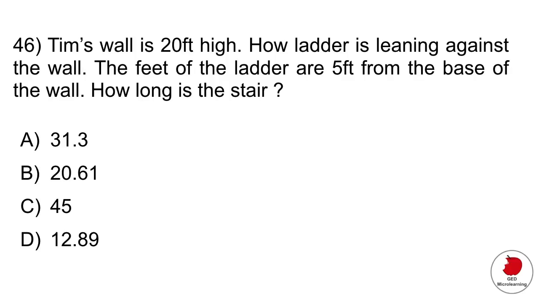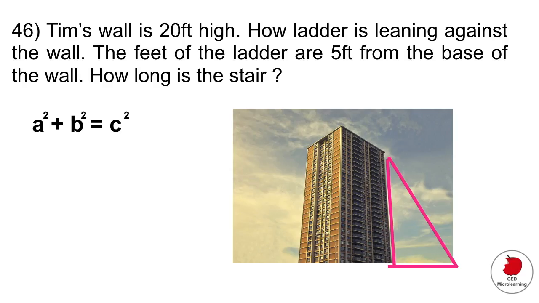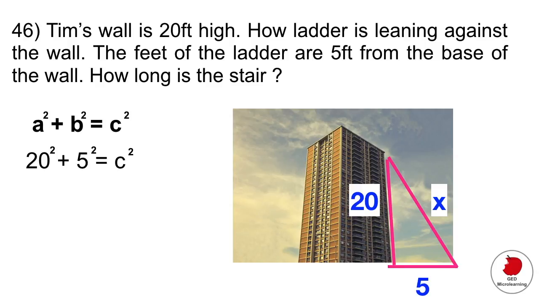So here what they're asking you to think about is this thing called the Pythagorean Theorem, okay, which says that when you have a right triangle like this, this is the formula that you have to use. So if we apply it to the problem, this is what they're telling us. They're asking us how long that ladder is. So that's the x there. They're telling us that the ladder is 5 feet from the base of the wall, and they're telling us that the wall is 20 feet high. Okay, so all you have to do now is plug those numbers into your equation like this.